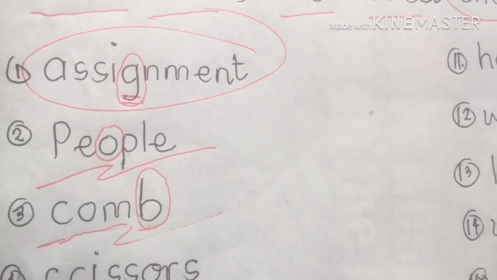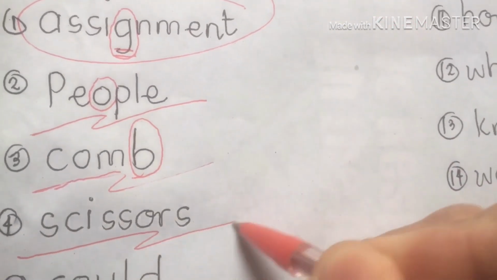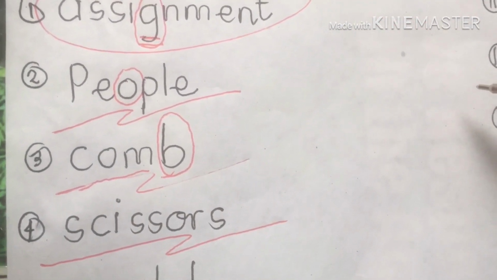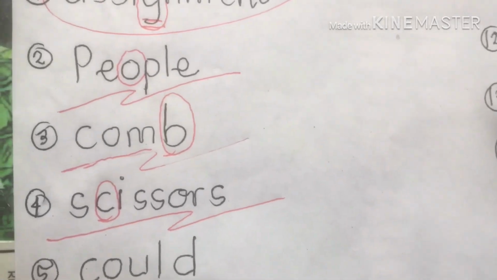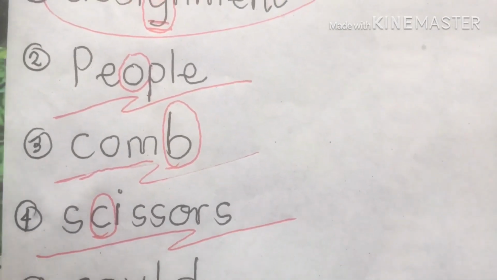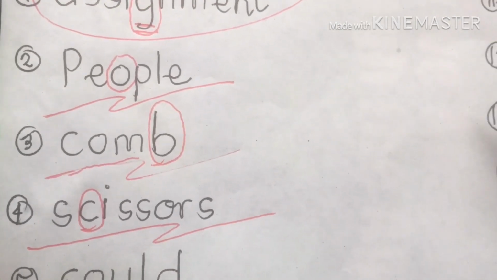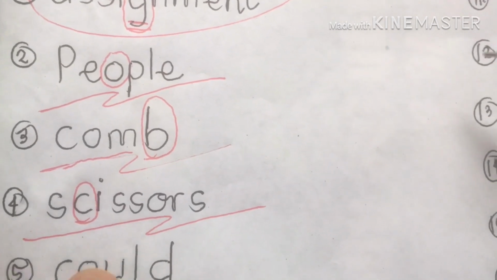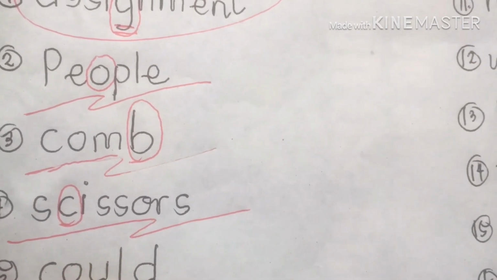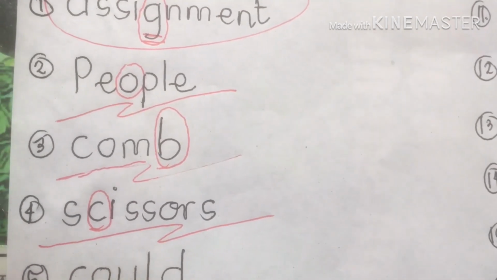Next, we have scissors. When we say scissors, class, C is not included. S is being emphasized and not C. So the one I encircled is the silent letter, which is letter C.